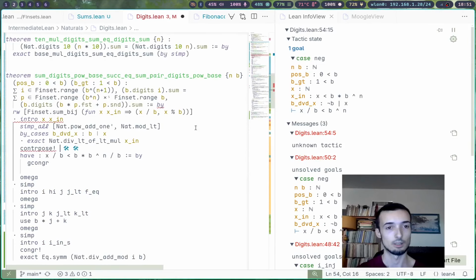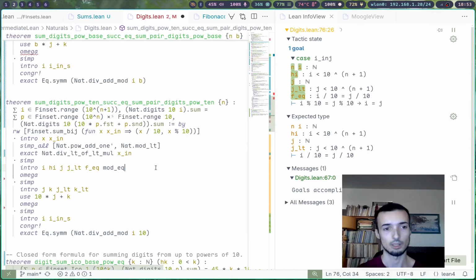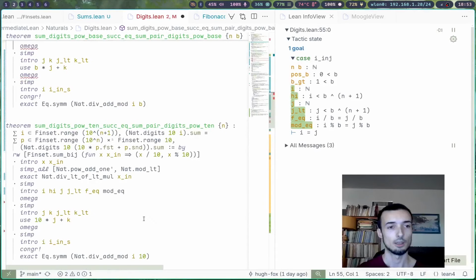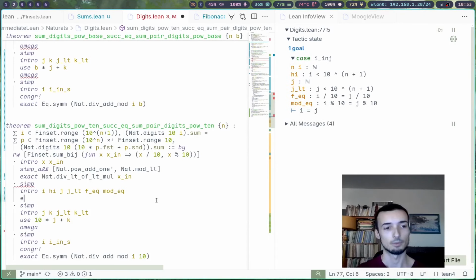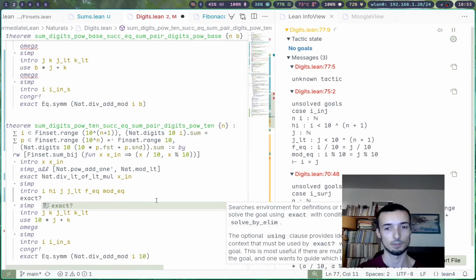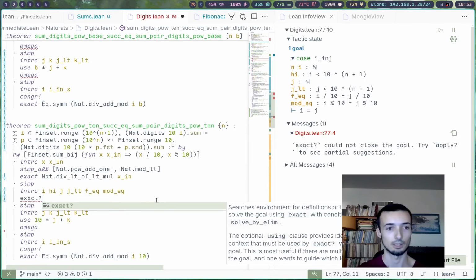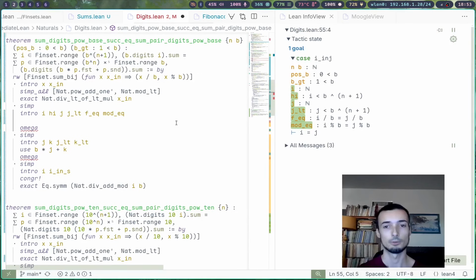So here we need to prove that if i mod b equals j mod b, so let's put a mod_eq here. I guess I didn't introduce everything here. Mod_eq. And you know what? Let's do the same thing preemptively. We'll do a library search, see if we get something. I don't think there's going to be anything here. It took too long. We need to prove that i is equal to j. All right, so if i mod b equals j mod b, then i should equal j.